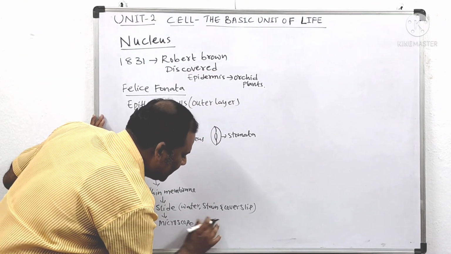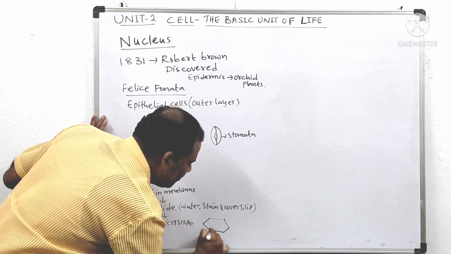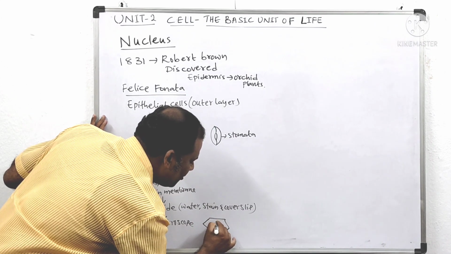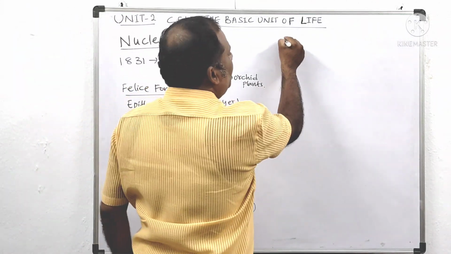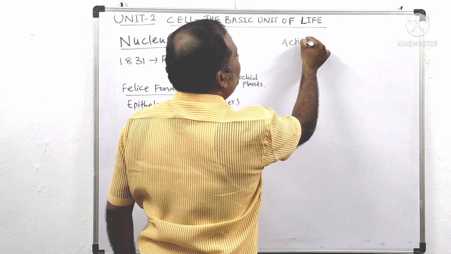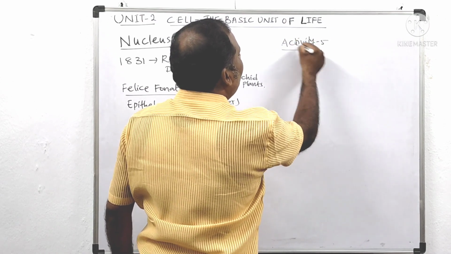So in the onion cells, you are able to observe the nucleus. You are able to observe what? Nucleus in the center like this. And moreover, next, if you want to know still more clearly about this nucleus, we can go for activity 5. Go for what, Anna? Activity 5.